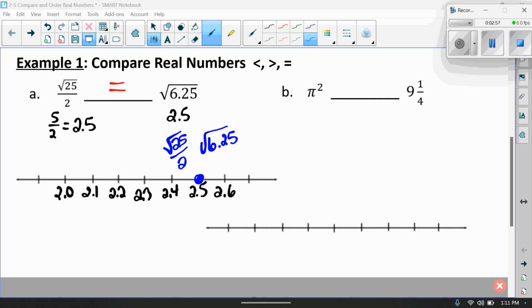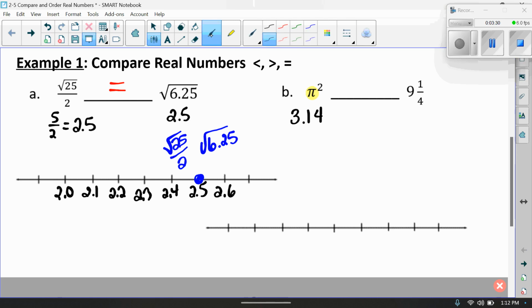This symbol right here is pi. That's the pi symbol. You have a pi button on your calculator, it's right down there by the EXP, but I'm going to have you use 3.14. Pi is 3.14. I might as well write it down below: 3.14, that's pi.